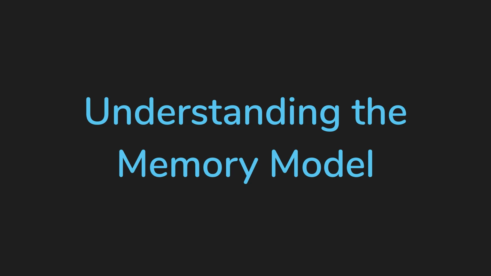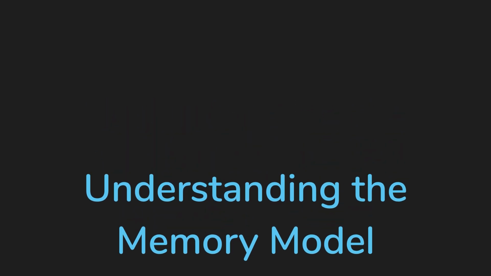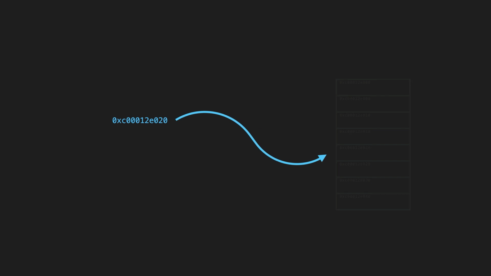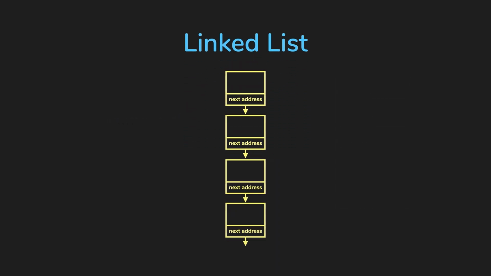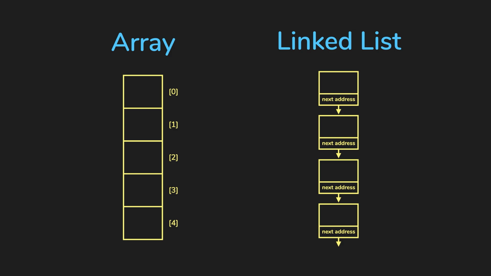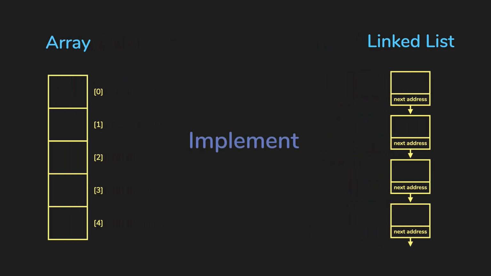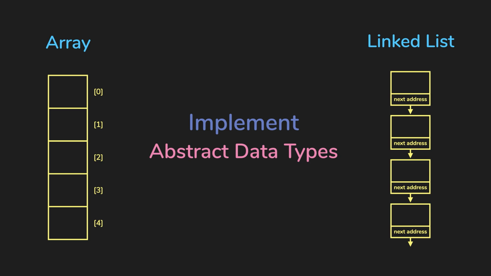This will be a refresher on how memory works. We'll look at pointers and addresses because it's going to be important to understanding the differences between linked lists and arrays. Both of these data structures will be used to implement many of our more complex abstract data types.